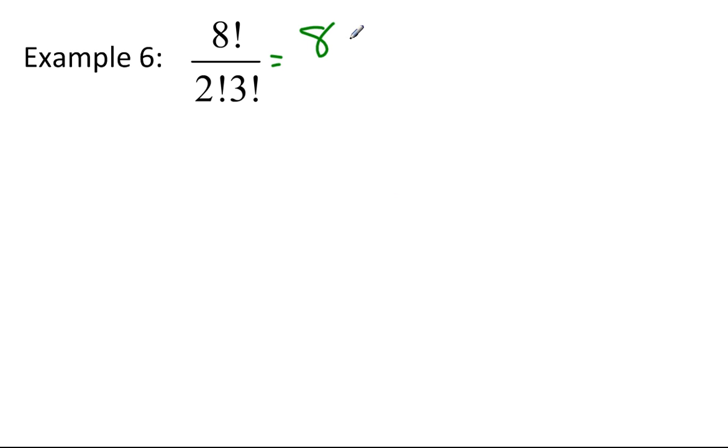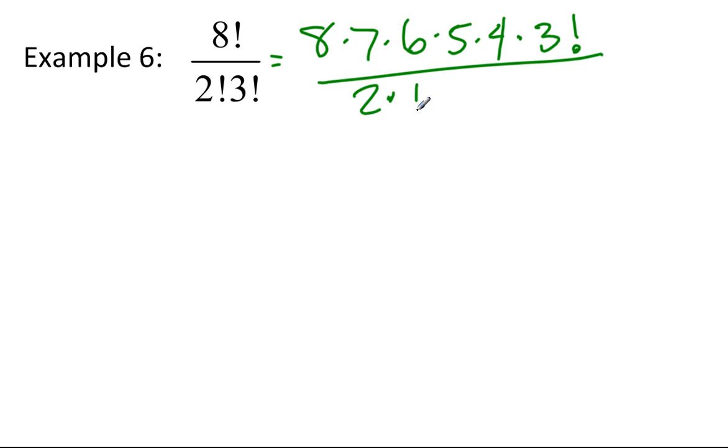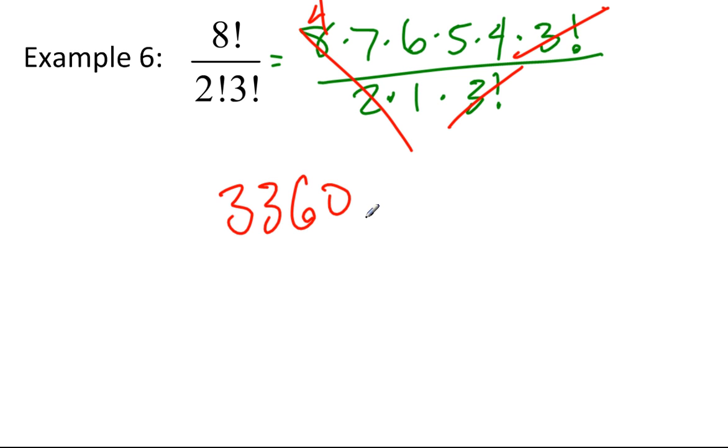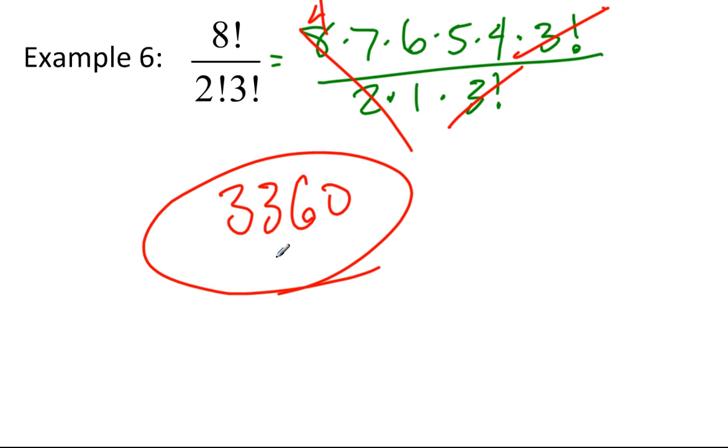Alright, here, so we got 8 times 7, 6, 5, 4. Now as soon as I see my 3, I'm going to stop there because I see my 3 on the bottom. So my 3 factorial is going to cancel here and here. I got a 2 on the bottom, so I can cut one of my numbers in half. It doesn't matter which one. I'm going to cut the 8 in half. Leaves a 4. So we got 4 times 6, 7, 5, and 4 left. That's a big number. It's 3360 left for you.